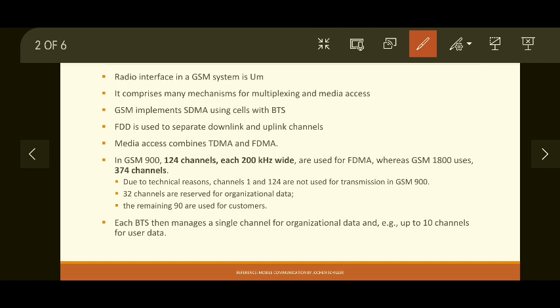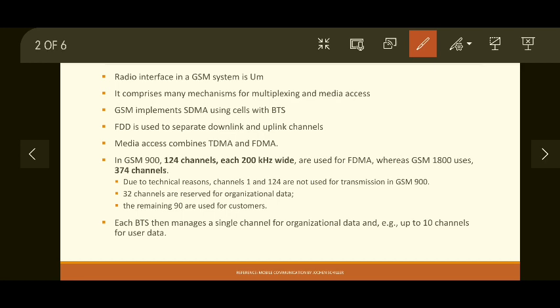So each base station or BTS manages a single channel for organizational data and up to 10 channels for user data. So out of all 122 channels, each base station reserves one for organizational data and up to a maximum of 10 for customers. So you can see how many cells or how many base stations are possible within one base station controller.